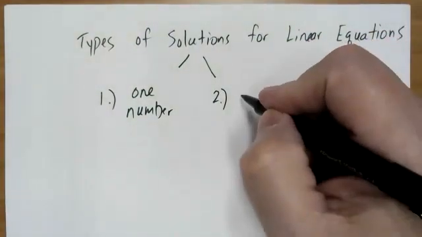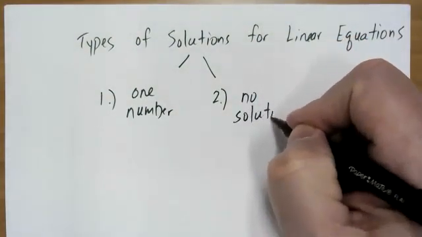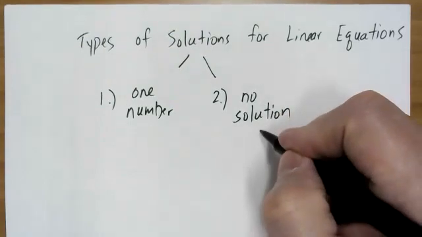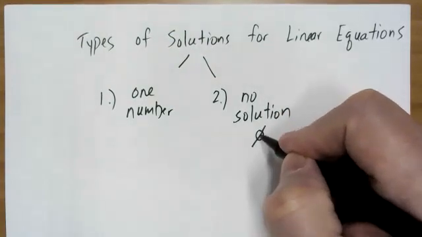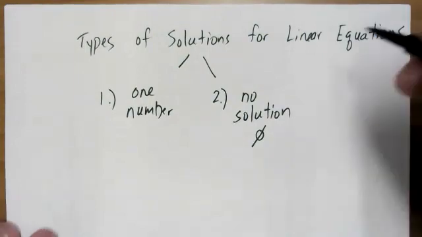Sometimes you're given an equation and there's actually no solution. Sometimes in the world of math, you may see a symbol like a 0 with a slash through it. No solution means there are no numbers that work for that equation, that cause the equation to be true. In a minute, I'll do an example, and if this doesn't quite make sense to you, then you'll see an example in a minute.